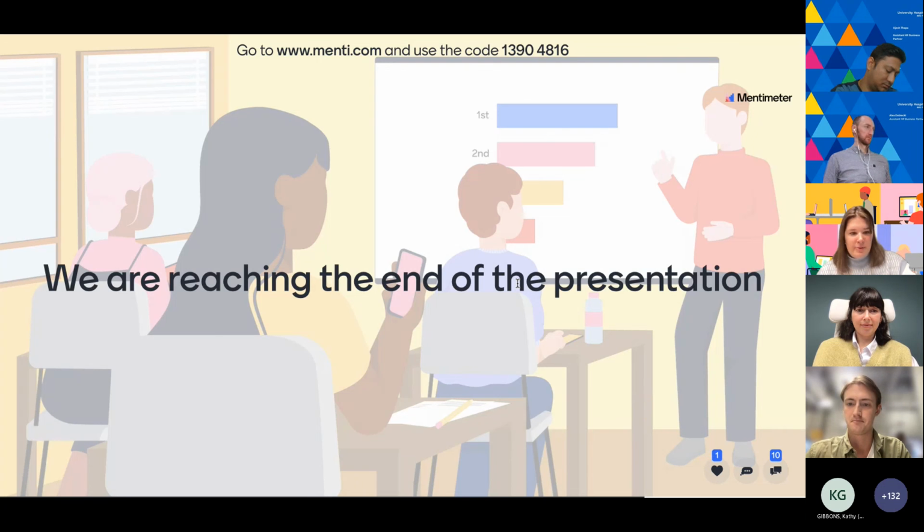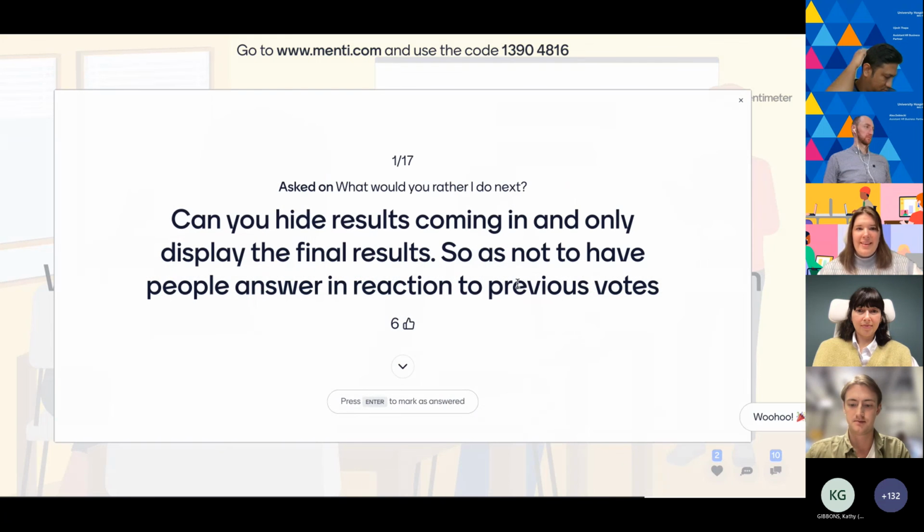Let's take one more question before the last wrap up. Yeah, hide result. Great, this one we took. So basically press H on your keyboard to hide results.